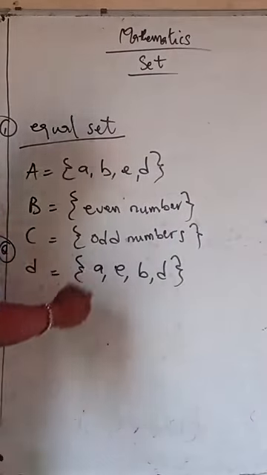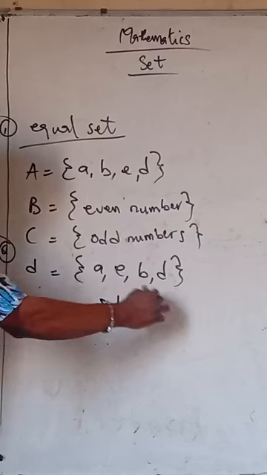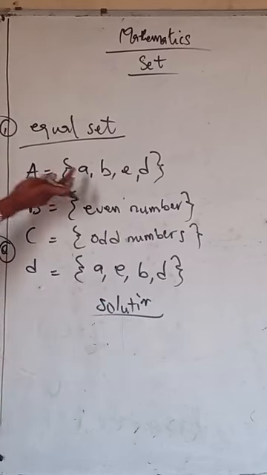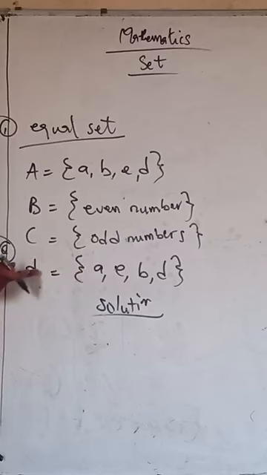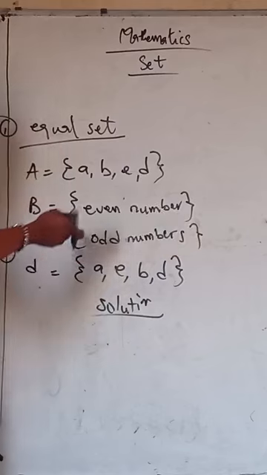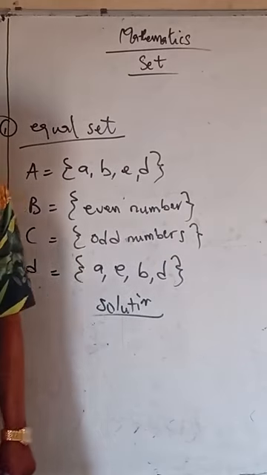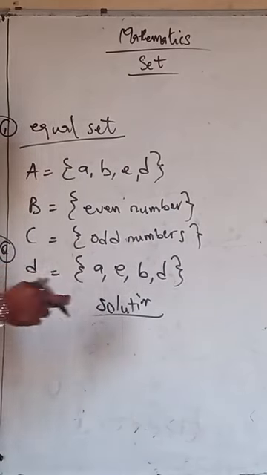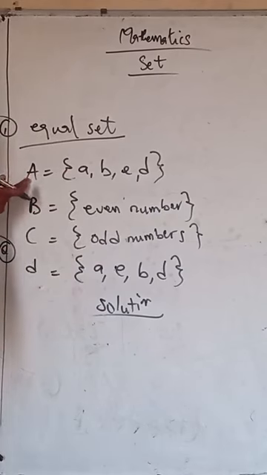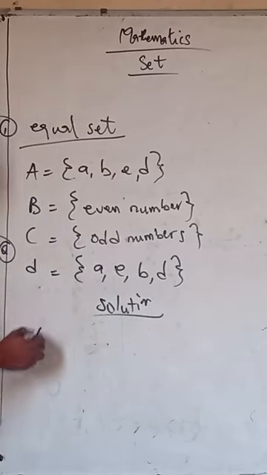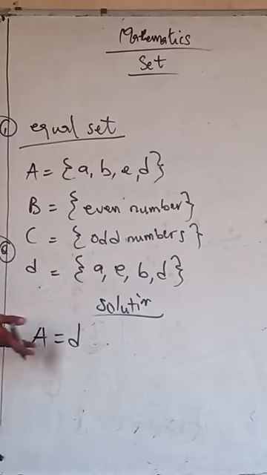If you check your A and B, we all know that A and B are not having the same thing, because here we have even numbers, 2, 4, 6, 8, 10, and here you have odd numbers, 1, 3. So we know that A is not equal to B, and A is not equal to C. The only equal set we have here is A and D. So how do you write it? You write A is equal to D.